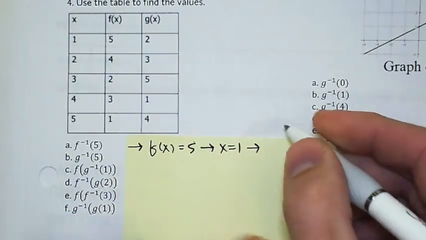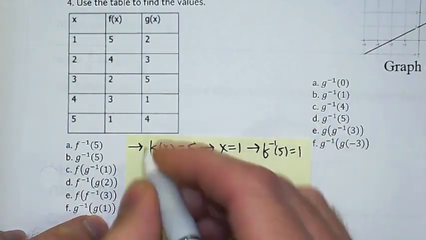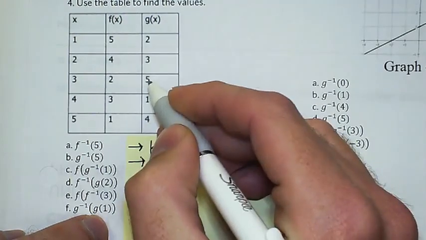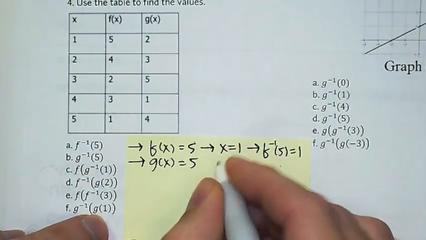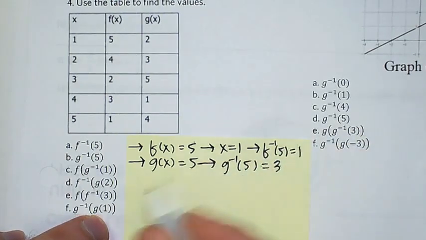Okay, so I'm going to say f inverse of 5 equals 1. G inverse of 5, same thing. G of x equals 5. I found it here, backtracks to x equals 3. So I'm going to say g inverse of 5 equals 3.